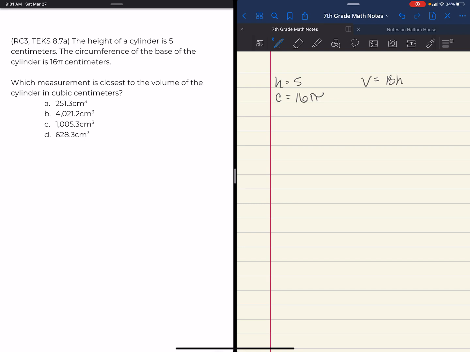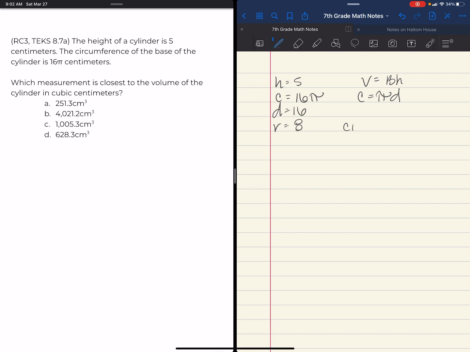Okay, they gave a circumference. I also know the circumference formula is pi d. But clearly, if I switch these two around, it would be pi over pi, 16 pi over pi, which means my diameter is 16, which means my radius is 8. And from there, I'm going to set up my t-chart and solve.